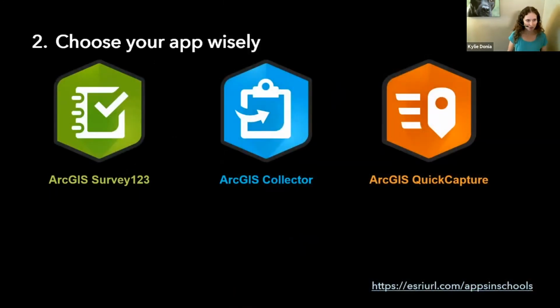All right, tip number 2, choose your app wisely. So with your project design, we're now ready to really get into the technology and build the project we'll use to collect the data. And the details of exactly what you need to build and use to collect that data will depend on the project you've just defined. So Esri offers 3 data collection apps: ArcGIS Survey123, ArcGIS Collector, and ArcGIS QuickCapture. All are included in both the school bundle and the GIS Club Kit.